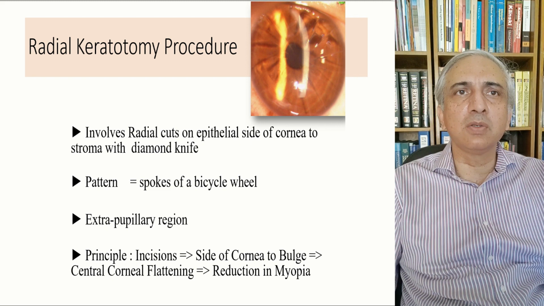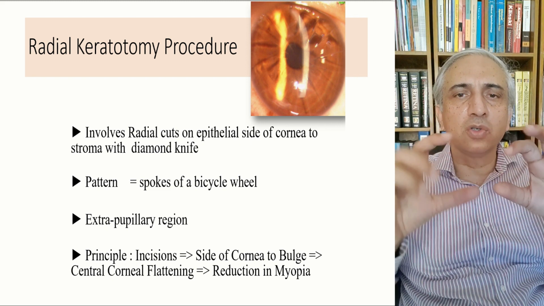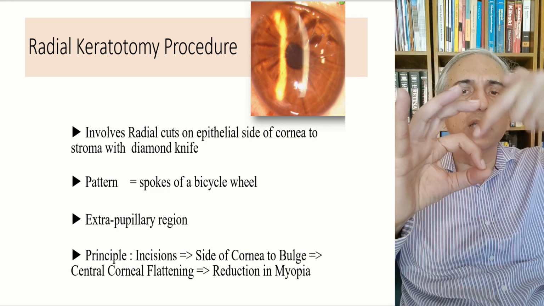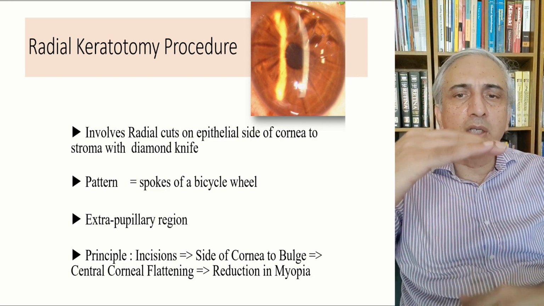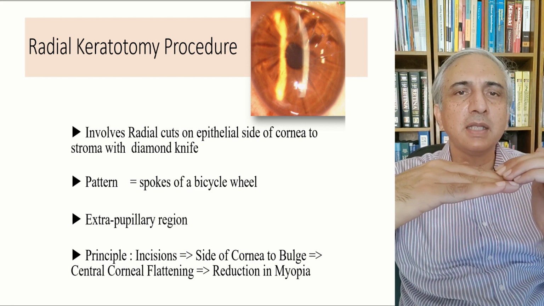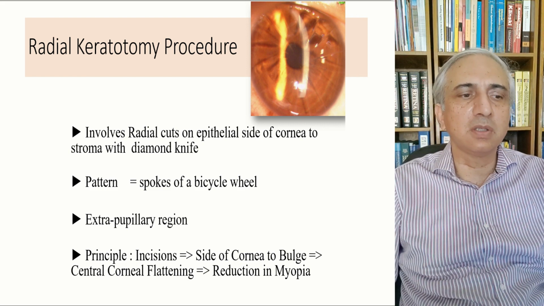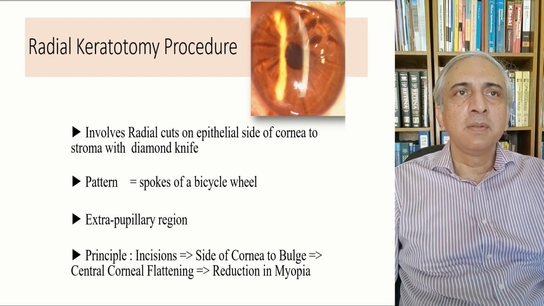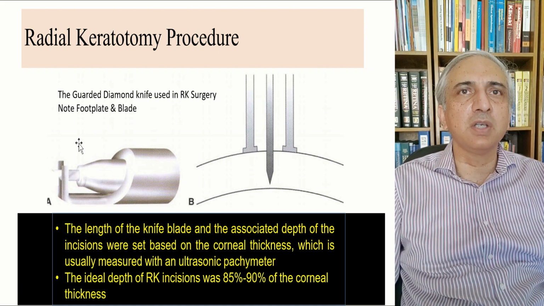The principle is you give an incision to the side of the cornea, not in the center. So if this is the center of the cornea, you'll give incision on the side, and this causes the central cornea to flatten and the peripheral cornea to bulge like this. So the center is going to flatten and the periphery bulges, and that produces reduction in myopia. So here you can see the guarded diamond knife used in refractive surgery.